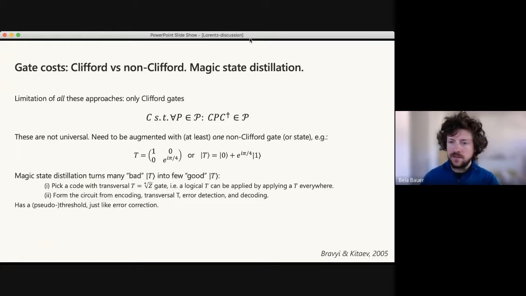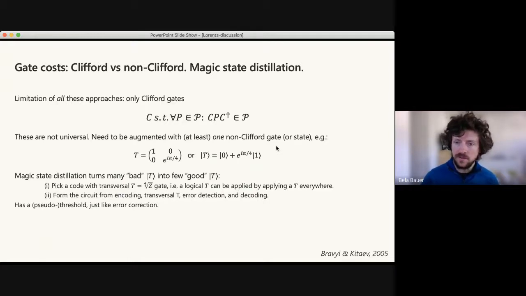The Clifford gates are the class of gates that transform Paulis back to Paulis under conjugation. So a Clifford gate is a gate such that if you take a Pauli gate P and you conjugate it by the Clifford gate C, you get a new Pauli gate. And the problem with these is that they're not universal for quantum computation. Indeed, a computation that's composed purely of these Clifford gates can be classically simulated. And so to do something that can't be classically simulated, you need to augment these with at least one non-Clifford gate.